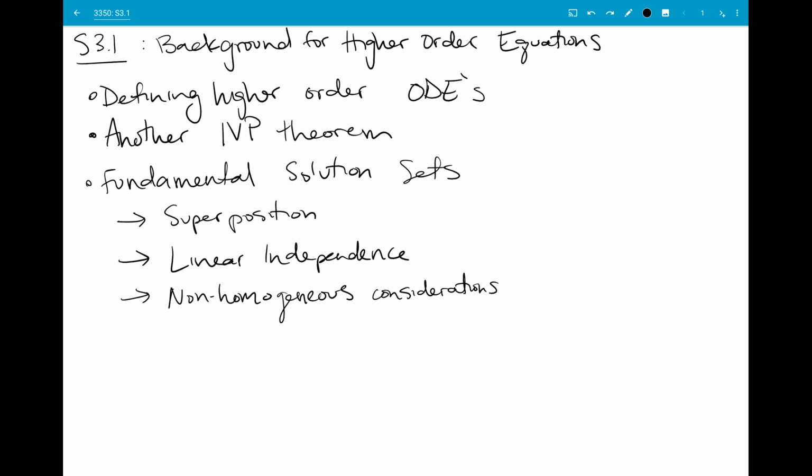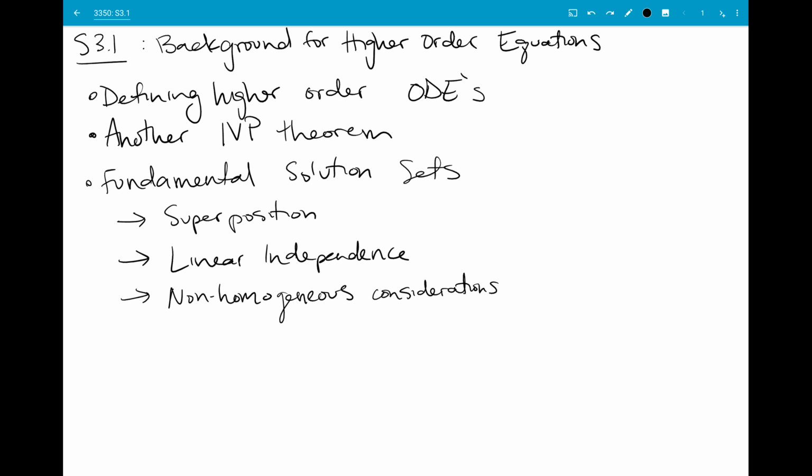And then after that, we'll move on to talking about forming what's called a fundamental solution set for this type of problem. There are going to be three parts of that: superposition, linear independence, and then thinking about what we need for non-homogeneous equations. So I know that I'm bringing back some vocab that we haven't thought about in a while. Don't worry about it. It's all going to become familiar as we work with it some more.